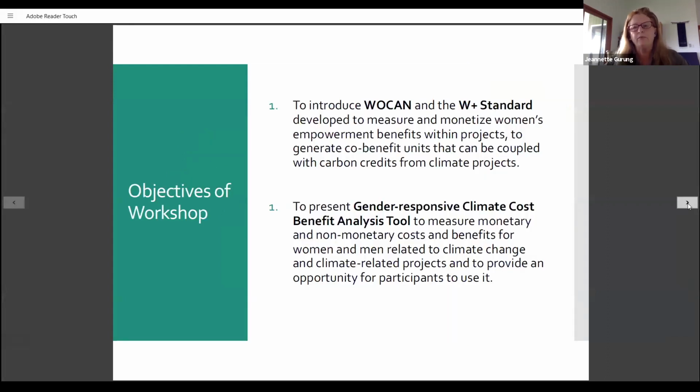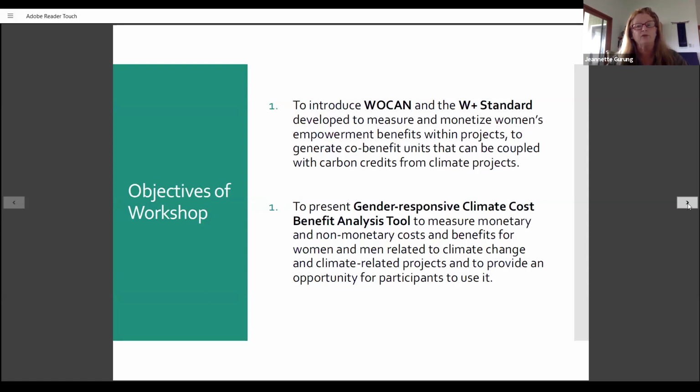Okay, so as you all signed up for and are aware of, this skill building session is primarily to share with you this tool that we've been working with UNDP to develop, the gender responsive climate cost benefit analysis tool. However, we also wanted to take this opportunity to share with you an introduction to the W+ standard. There's much more to say about it, and we won't have time today to get into it, but it does have its own dedicated website. And I'll just present 2 slides here to give a little bit of information.